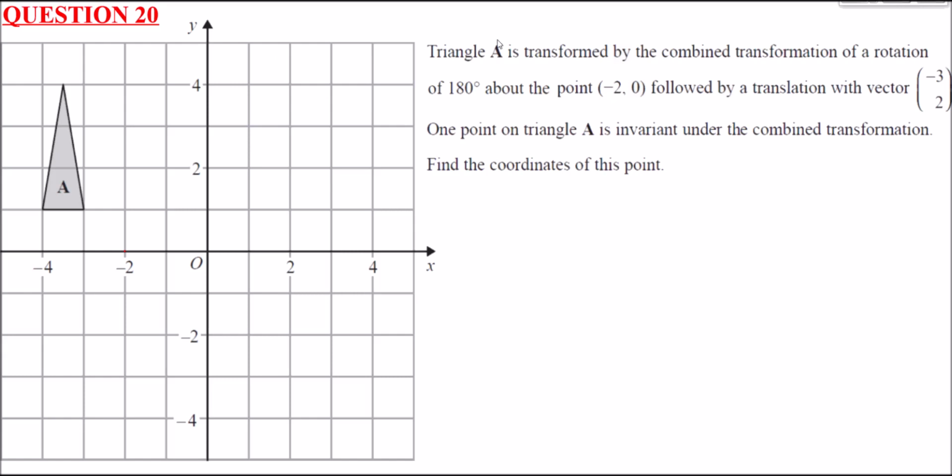So we've got triangle A, it's transformed by the combined transformation of first of all a rotation of 180 about the point -2, 0, and then a translation with vector (-3, 2). So one point on triangle A is invariant under the combined transformations. Find the coordinates of this point. So there's lots of information to unpick here. I'll unpick it step by step with you.